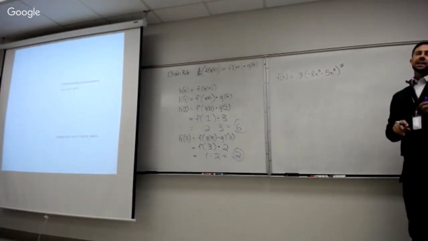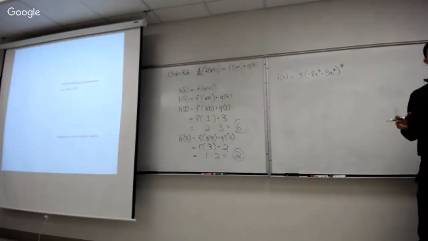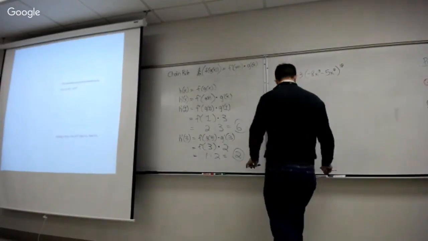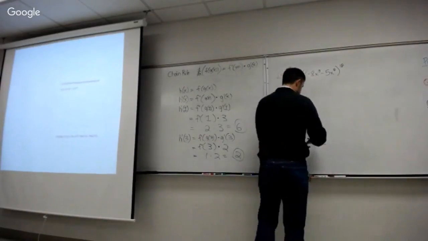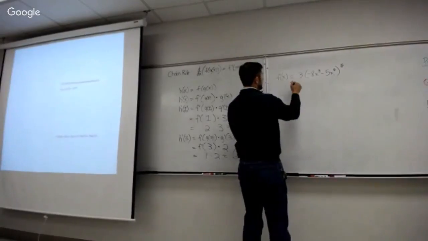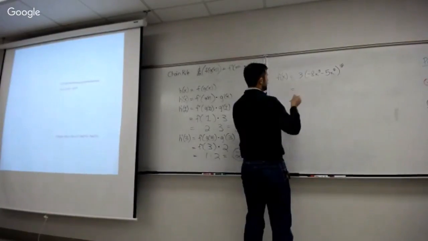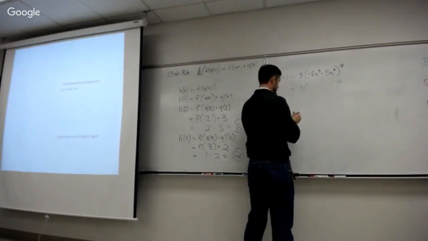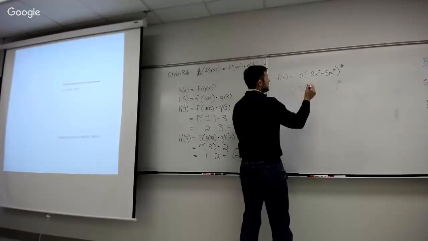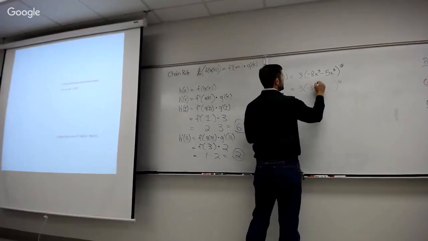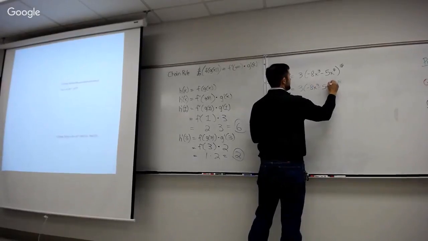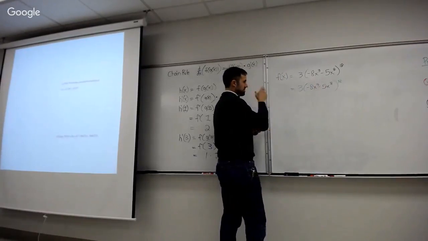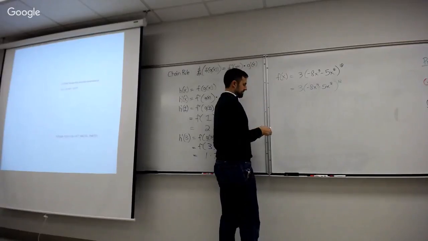You folks aren't writing in colored markers, but if you were, I would recommend that you rewrite it now as the outside function, which is 3 something to the 18th, and the inside function, which is negative 8x cubed minus 5x to the 8th. So now it's very obvious what my outside function is versus my inside function.